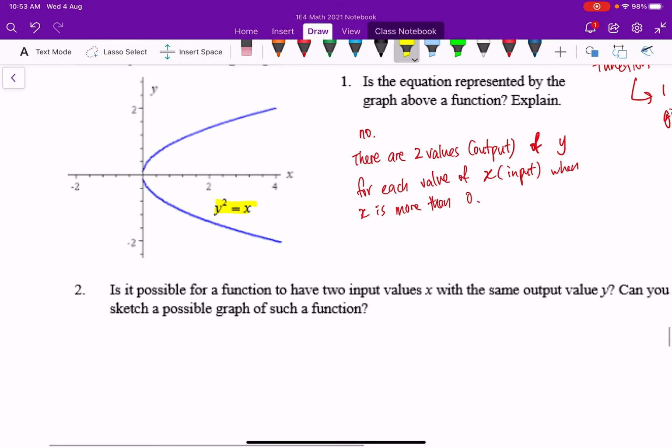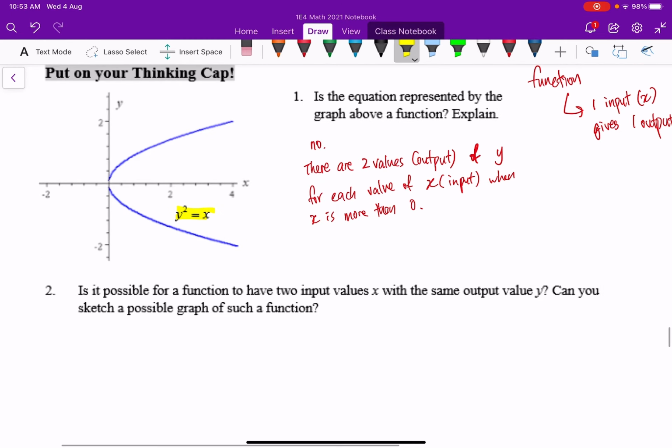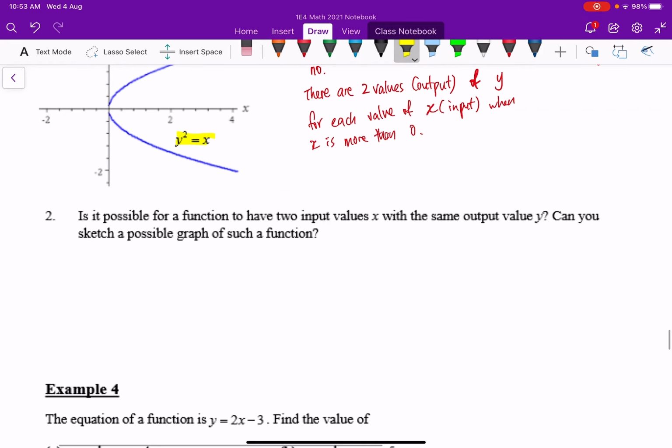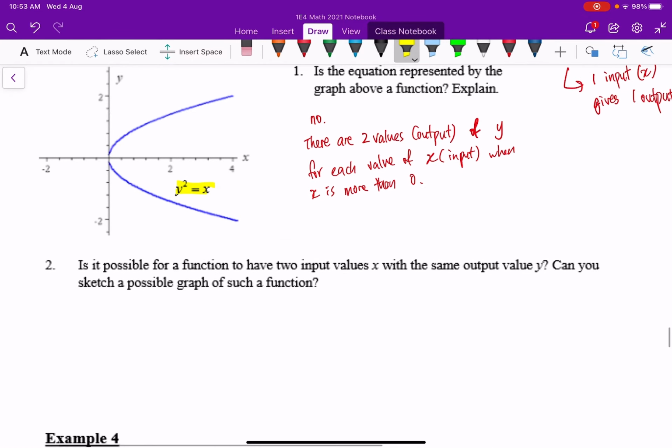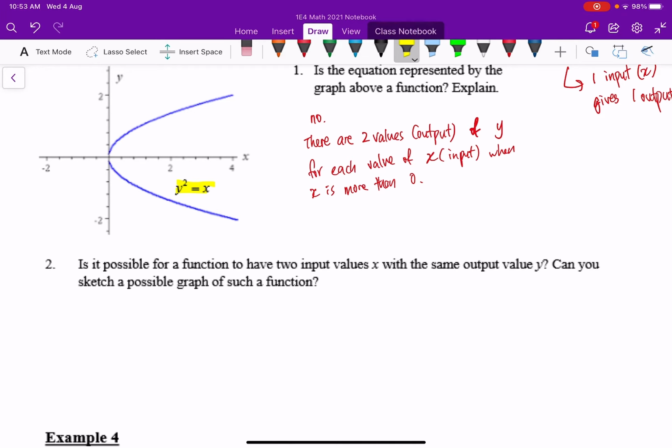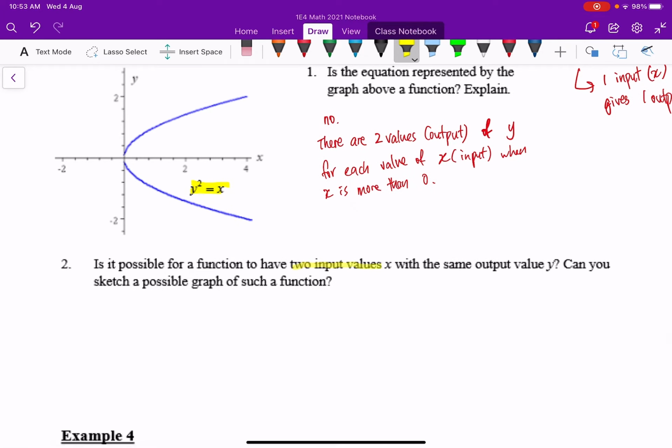What about the second question? Is it possible for a function to have 2 input values of x with the same output value of y? See, question 2 is a little bit tricky. So they are asking about 2 x values with the same y value. So over here I see that for every x input, there are 2 y outputs for question 1.